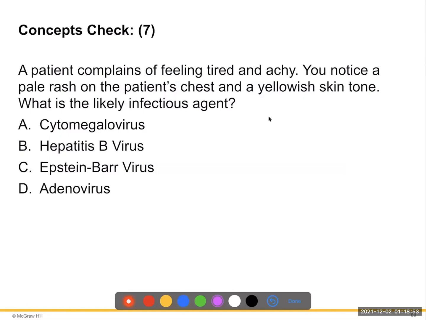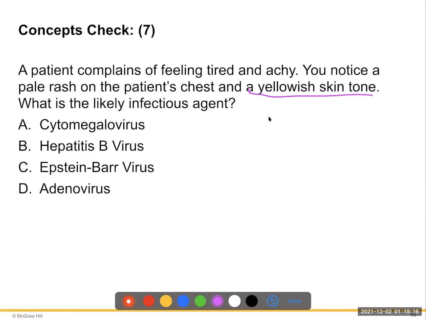So a patient complains of feeling tired and achy. You notice a pale rash on the patient's chest and yellowish skin tone. What is the likely infectious agent? Cytomegalovirus, hepatitis B, Epstein-Barr, adenovirus. Okay, only one of those, you might get a rash with several, but only one of them is going to cause a yellowish skin tone.